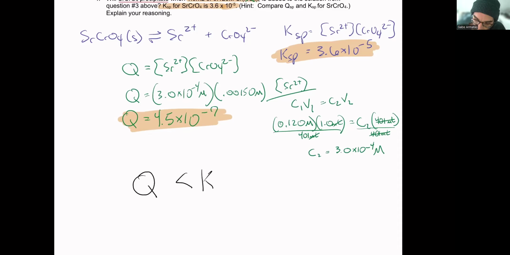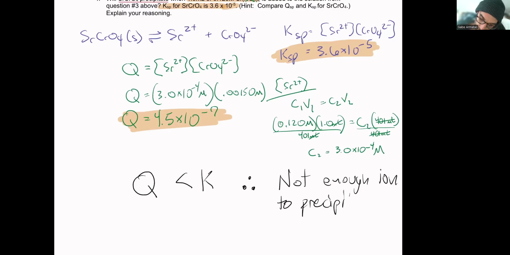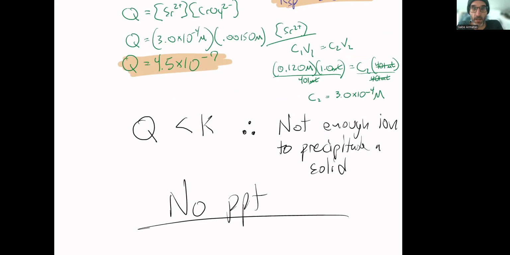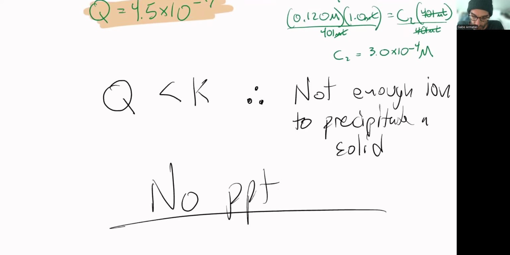So therefore, not enough ions to precipitate a solid. I need more ions. The more ions I have, remember, it's always going to achieve K. It's always going to reduce itself to K. So Q is less than K, and therefore no precipitate. That's the solution. That's the idea. Q is just less than K. All right, perfect. Moving on.